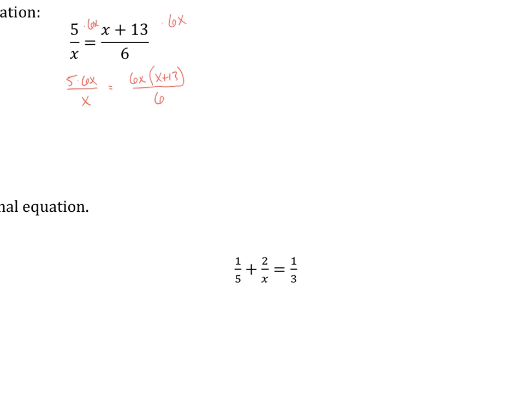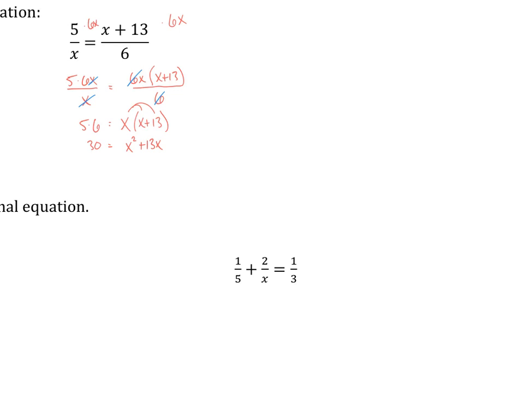And this is working really well for us because we can start canceling. x divided by x is 1, and 6 divided by 6 is 1. So we don't have to write those anymore. We can just write this side as 5 times 6, and we can write this side as x times x plus 13. Well, 5 times 6 is 30, so let's take care of that first. And x times x is x squared. x times 13 is 13x.